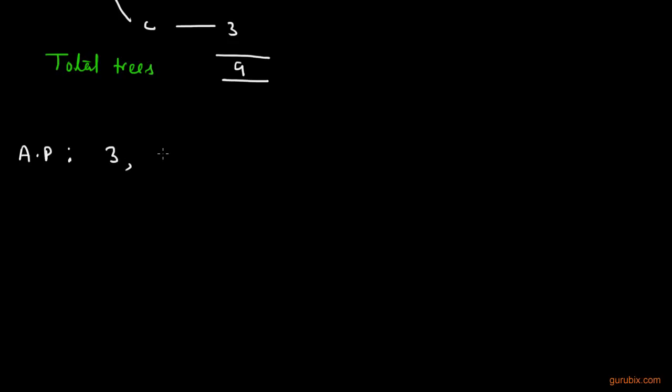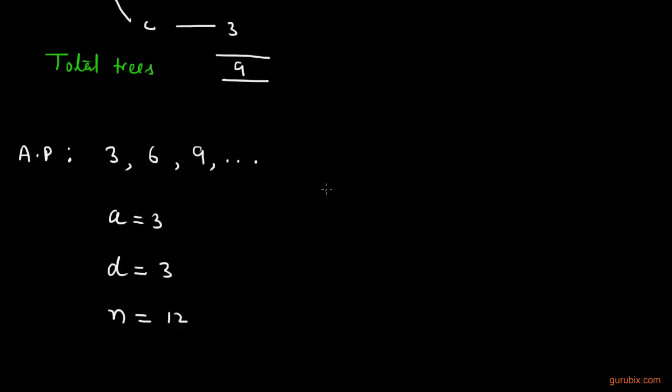The first term is 3, and the number of trees planted by class 2 equals 6. Trees planted by class 1 equals 3, class 2 by 6, and class 3 by 9, and so on till class 12. So this is an AP, the first term is 3, and the common difference is also 3, and there are 12 classes. This means n is 12, and we have to find the total number of trees planted by all these 12 classes.